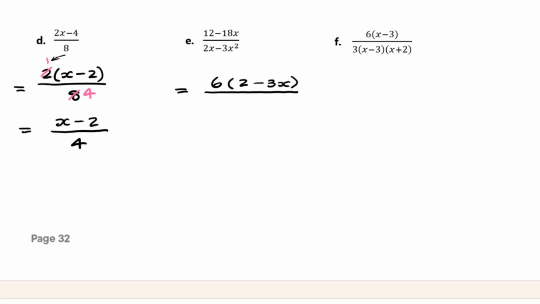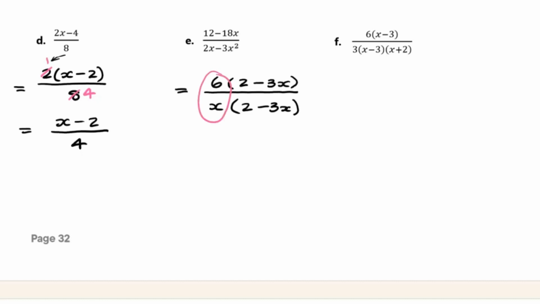Then on the bottom, what can we take out? We've got 2x minus 3x squared. Only thing they have in common here is an x, so we can take that out. And now we've got 2 to give us the 2x that we needed, and we've got minus 3x to give us the minus 3x squared that we needed. And we're going to close up that bracket. Now, we've contained those subtraction signs inside of brackets.